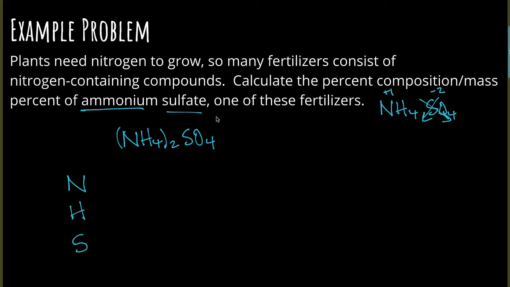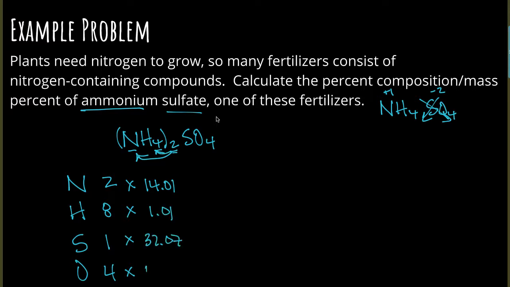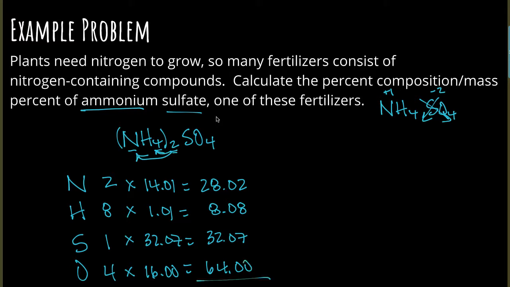So I'm going to make a list of all the elements. I'm going to tally up how many of each there are. So remember, this gets distributed. So there's 2 nitrogen, 4 times 2, 8 hydrogen, 1 sulfur, 4 oxygen. Multiply by their molar masses, and then total those up. So 28.02 is nitrogen, 8.08 is hydrogen, 32.07 is sulfur, and 64 is oxygen. So then my total, or my molar mass for this compound, is 132.17 grams per mole.